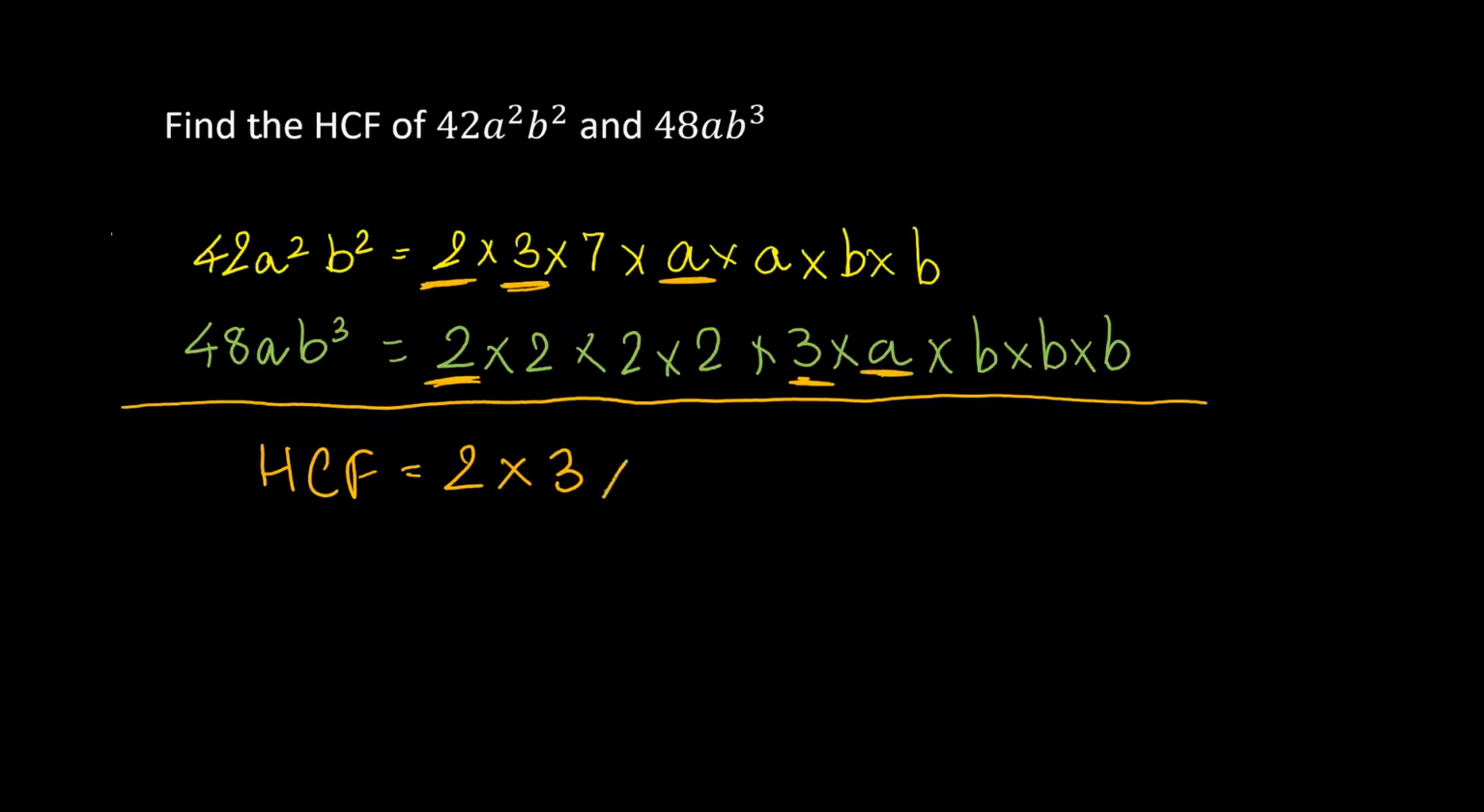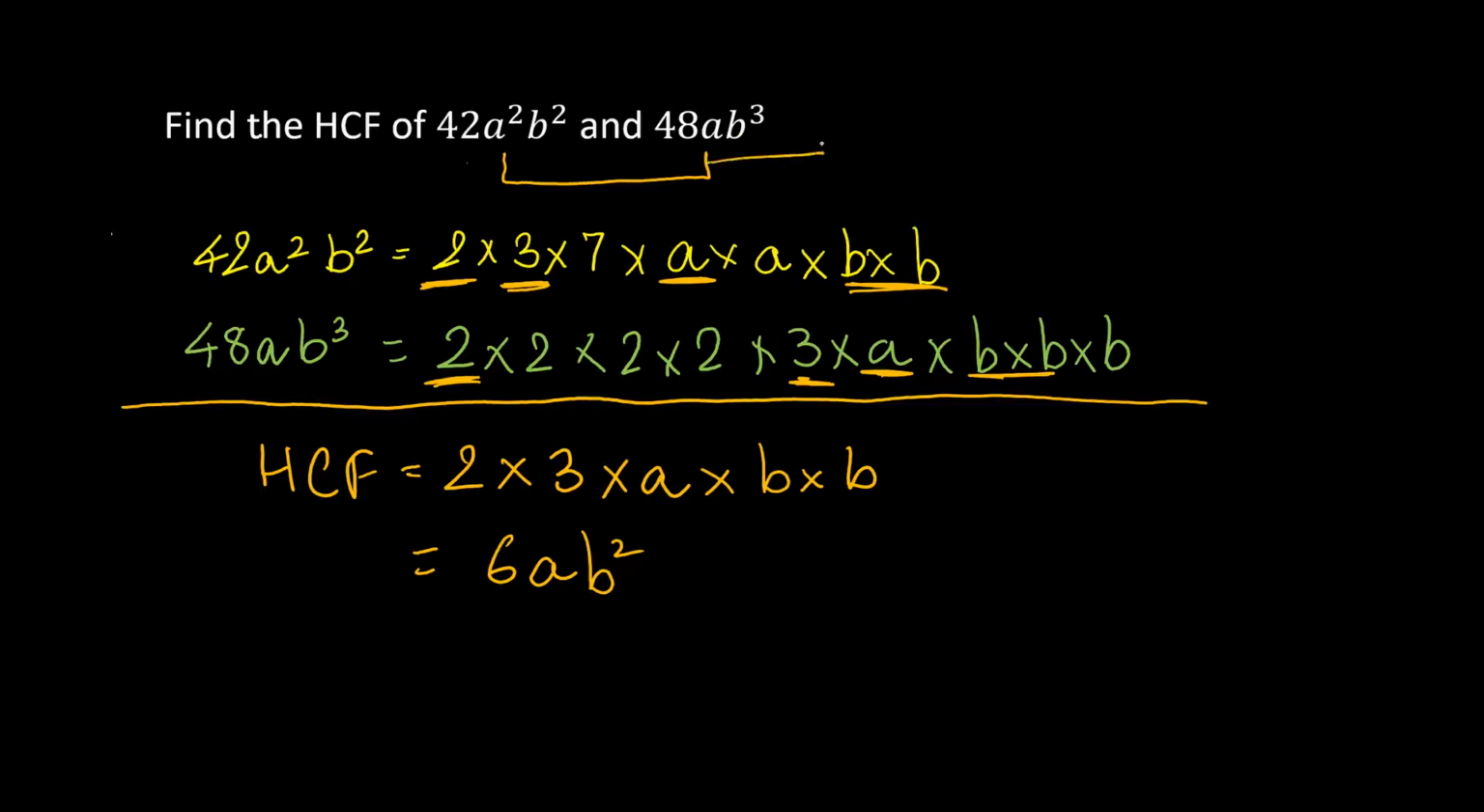There's one a, so I'll write a, and 2 b's are common, so I'm going to write b into b. Then I'm going to get 3 2's are 6, a, and b into b is b squared. So the HCF of 42a square b square and 48ab cube is 6ab square.